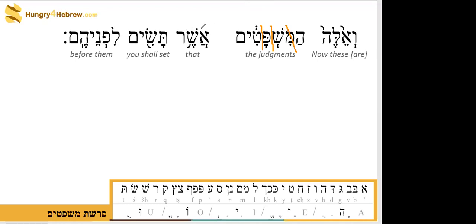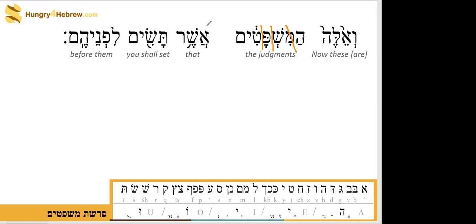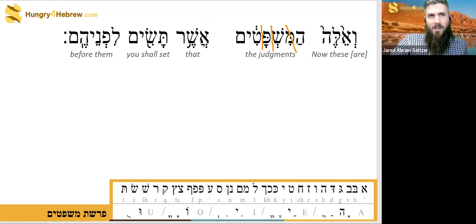And then it's Asher. Asher is a relative particle that gives us more information about what we just read. So something more about the judgments. This tells us more about those judgments. Asher.